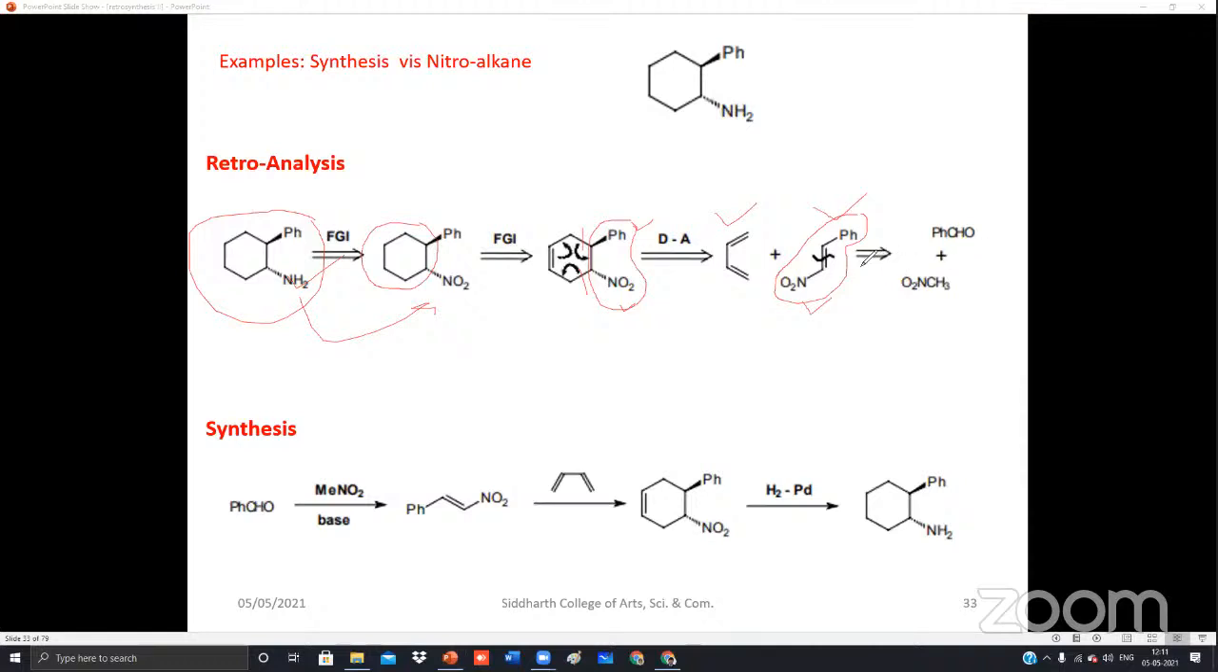It can be possible if you disconnect over here: this will be the benzaldehyde and this is nitromethane. When they react together, obviously you will have both isomers possible here because it will be a diastereoselective reaction. You can resolve that, select the trans geometry one, and proceed with the reaction. So this benzaldehyde, when it reacts with nitromethane, you will get this alpha beta unsaturated nitro compound. On Diels-Alder reaction, you will end up with this particular cyclohexene, and then on hydrogenation, you will end up with your target molecule. So this is very simple chemistry.